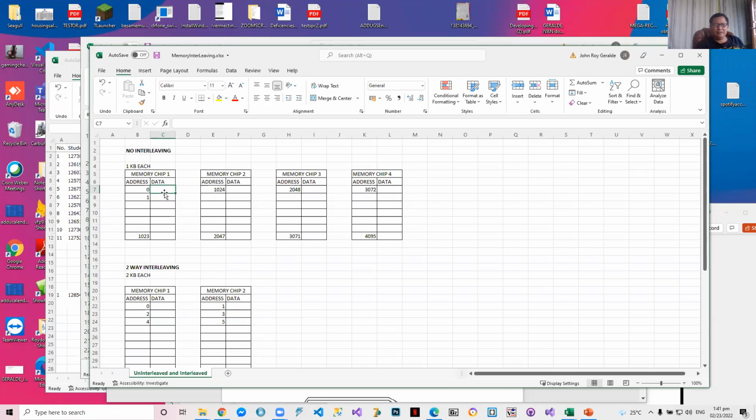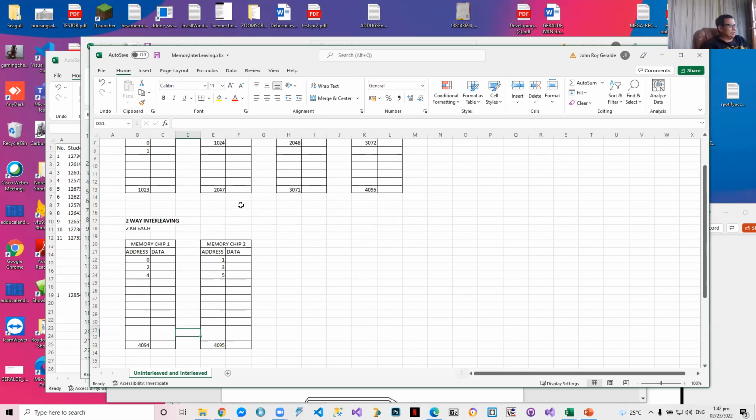Do you follow? When in fact, no, these memory banks are physically different. They're physically separate, which means that when one memory bank is active, the others are not doing anything. They're just waiting until the address that is being asked will belong to them. So the disadvantage with no interleaving is that only one memory bank is active at a time.